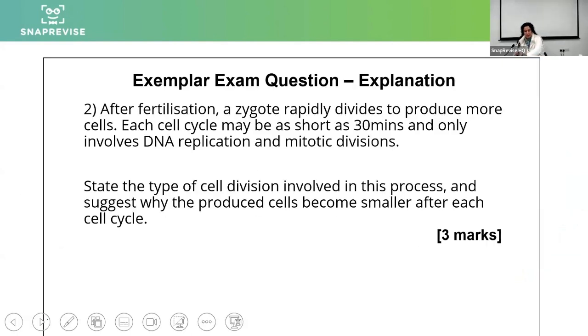Let's have a look at an exemplar question here. After fertilization, a zygote rapidly divides to produce more cells. Each cell cycle may be as short as 30 minutes and only involves DNA replication and mitotic divisions. State the type of cell division involved in this process and suggest why the produced cells become smaller after each cycle. So take a moment to answer that.